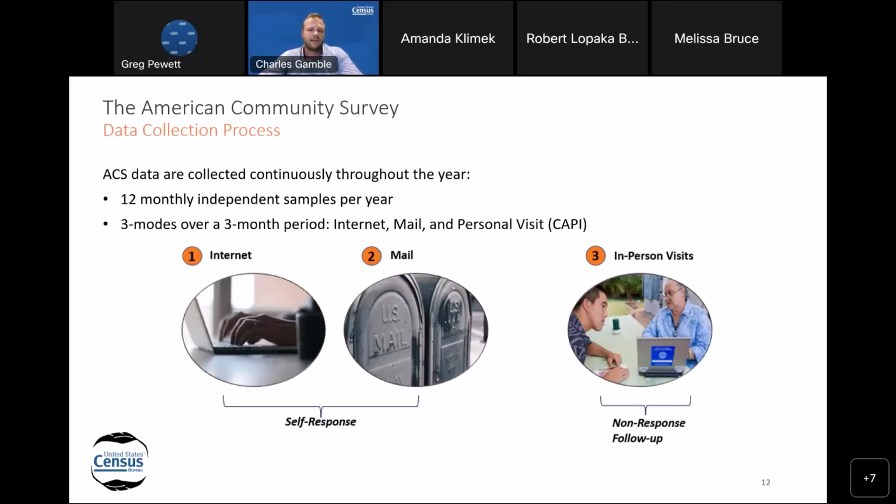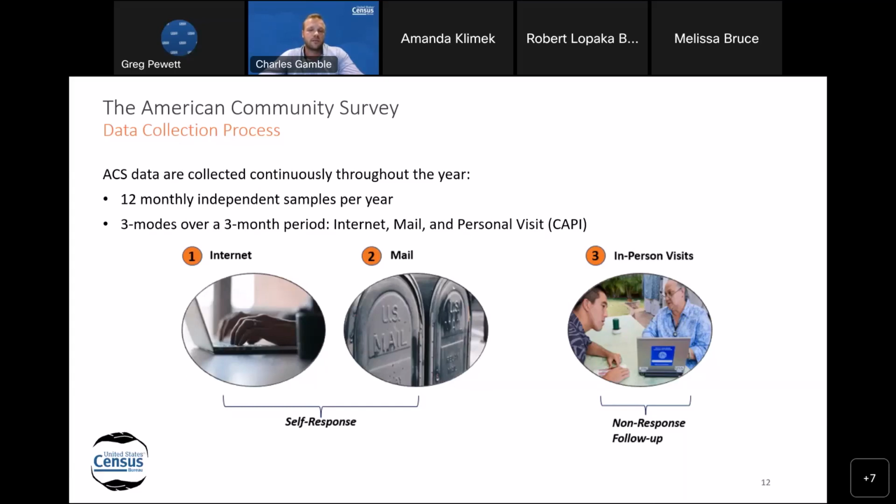Now, to collect the data, the ACS uses a multi-mode collection strategy with multiple mailings in order to get responses from all segments of the population. So we collect data using 12 monthly independent samples a year. And the ACS data collection operation uses 3 modes: internet, mail, and personal visit that take place over a 3-month period. So data collection for each sample spans 3 months. So data are being collected for 3 samples at a time and do overlap.